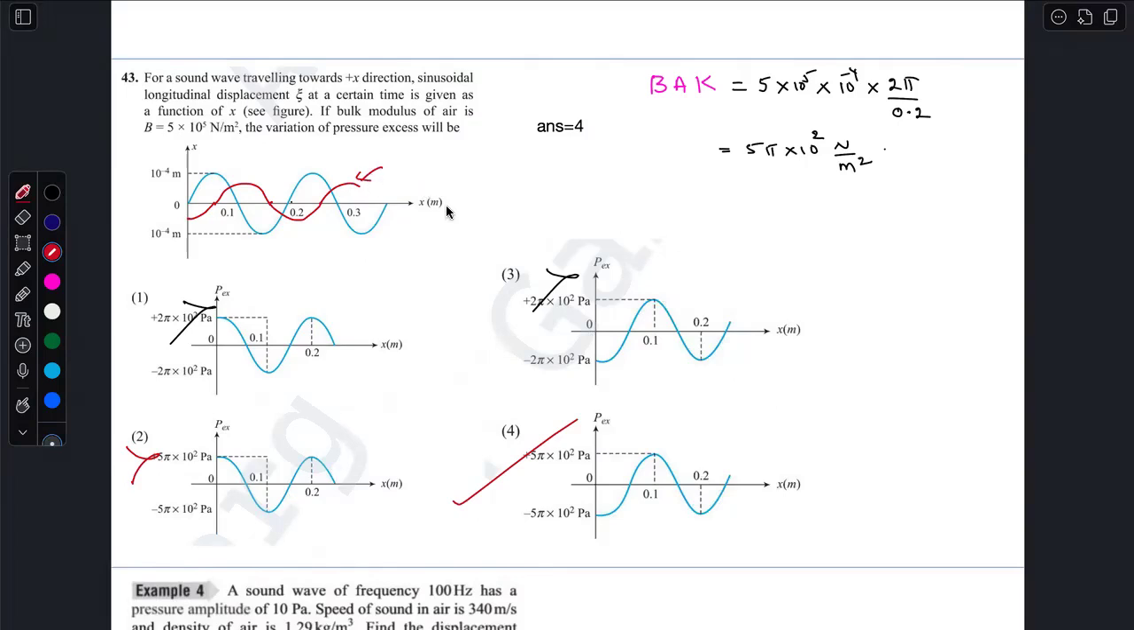Any doubts on this question? Clear? Boys and girls? Lower side rarefaction, upper side compression. P naught plus something corresponds to compression. P naught minus something corresponds to rarefaction. Any doubts? You want to communicate anything?